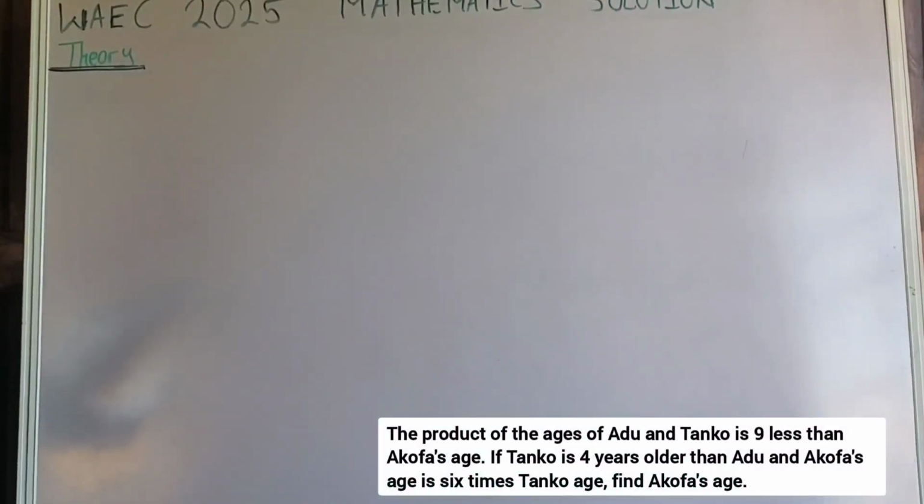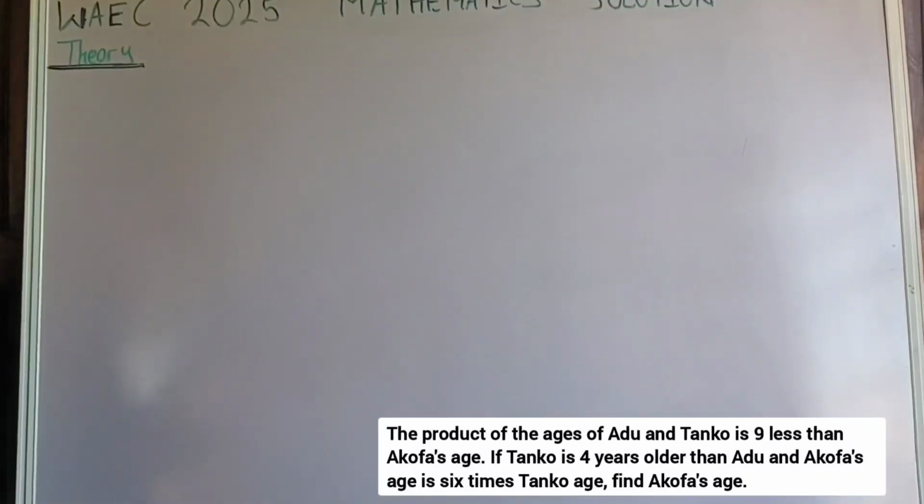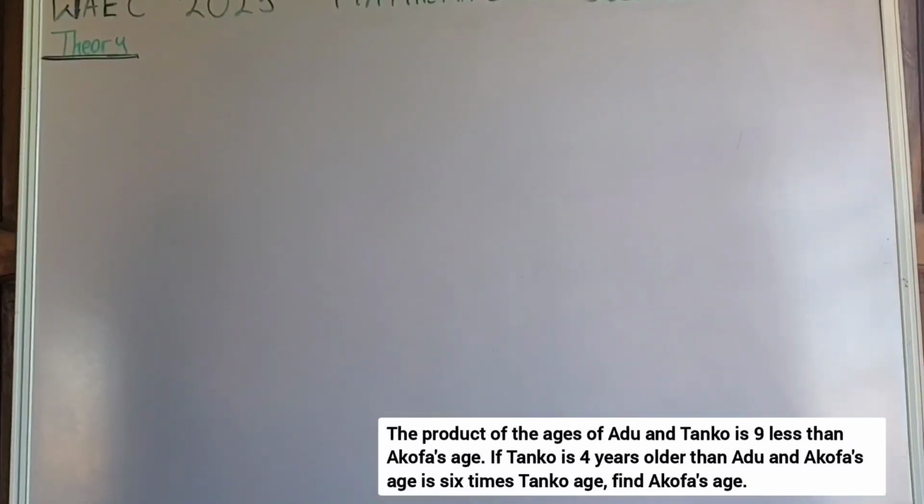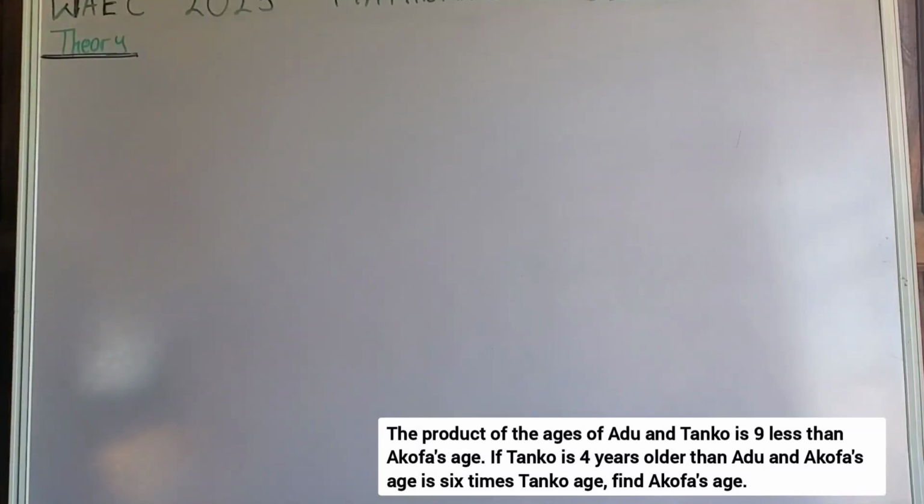The product of the ages of Adu and Tanko is 9 less than Akofa's age. If Tanko is 4 years older than Adu and Akofa's age is 6 times Tanko's age, find Akofa's age. Okay, this question is coming from a topic known as word problem. Are you getting it? So the first step is that you have to interpret the question into equation.